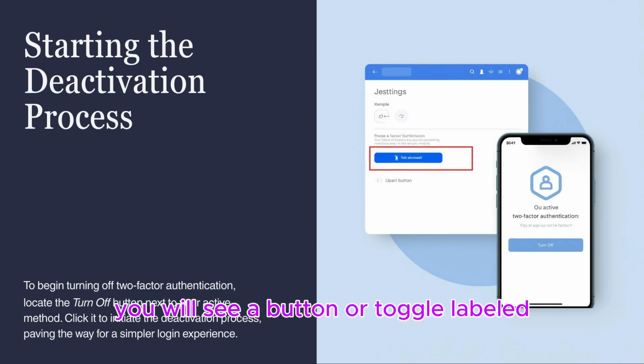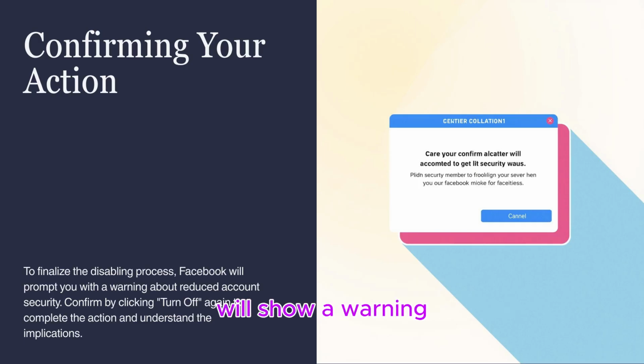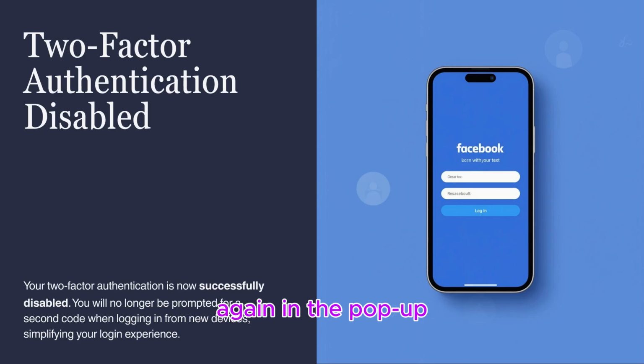To turn it off, you will see a button or toggle labeled Turn Off next to the active method. Click Turn Off. Facebook will show a warning explaining that turning this off makes your account less secure. Confirm by clicking Turn Off again in the pop-up.